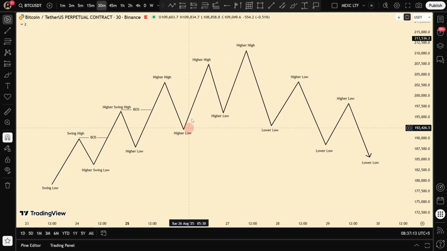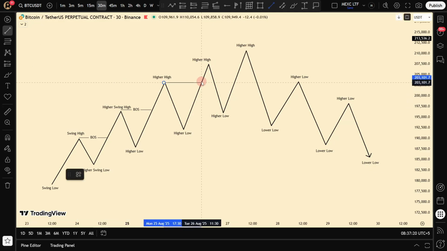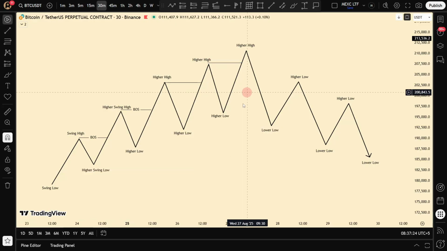So this would be our swing low. This would be our swing high. This would be our swing low. This would be our swing high. And we keep doing that. We keep breaking structure to this point. Now, you will notice once we start breaking structure upside, we are obviously in an uptrend, right?